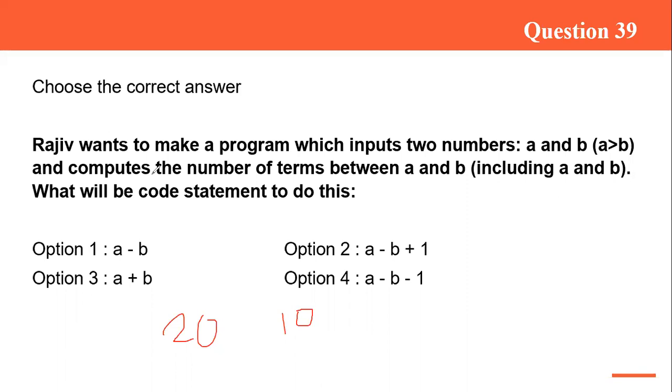11 terms. How can I get 11? If I do A minus B, I'll get only 10, right? So if I add 1 to it, 10 plus 1 will be 11. So I should do what? 20 minus 10 plus 1. Do you agree, everyone? I should write it as 20 minus 10 plus 1. So A minus B plus 1 is the answer. Option 2. Okay. I hope everyone got it already.